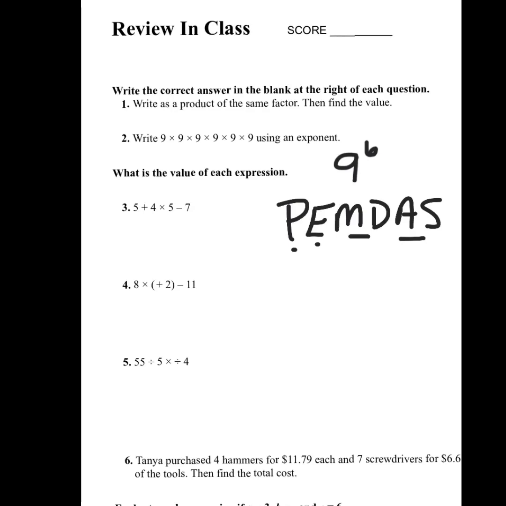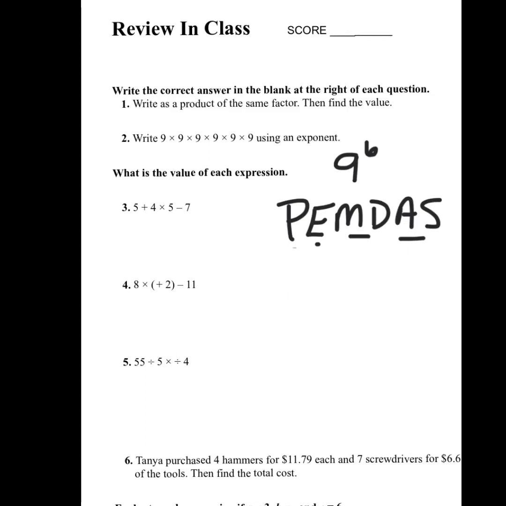So I would look through, and I see that there's a multiplication one here, so I'm going to skip the adding and subtracting, and do that first, and then I rewrite. So it'll really save me a lot of trouble later. So it'll be 5 plus 20 minus 7. Then I just have to go in order, left to right. 5 plus 20 is 25, minus 7 is 18.